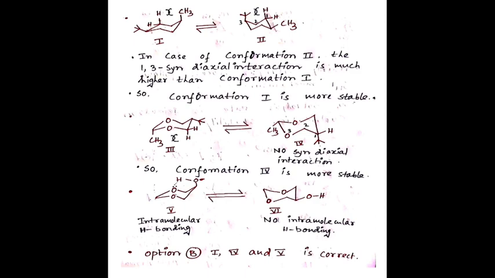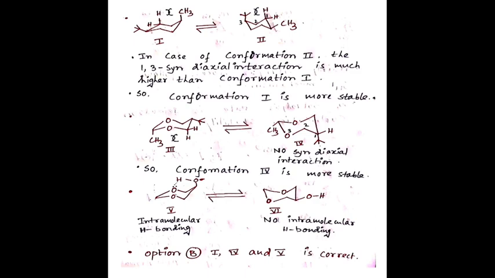When any conformer exists in a 6-membered chair form, we can easily say that it mainly undergoes ring flipping, and when ring flipping occurs, the axial substituent goes to the equatorial position, and the equatorial substituent goes to the axial position. So if you think about conformation 1, here the methyl group is in the axial position, but after the ring flipping, the tert-butyl group moves to the axial position.